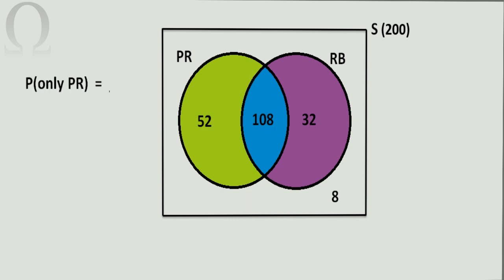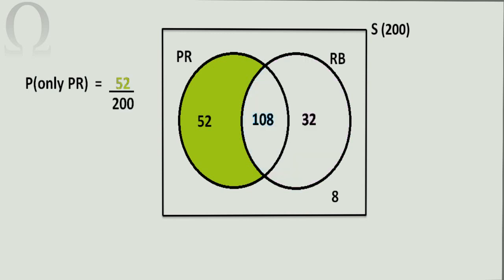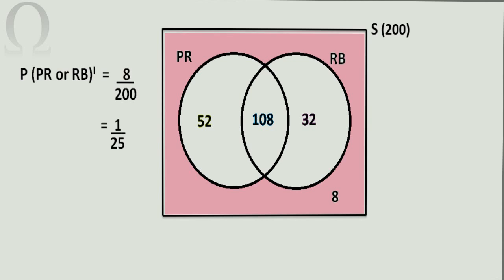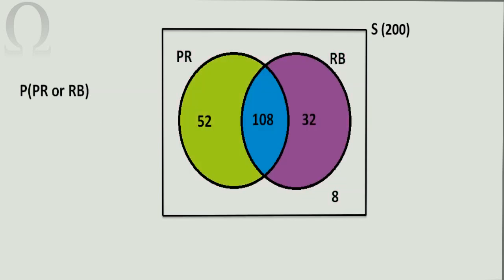The probability that a teenager likes only pop rock music is 52 over 200, which is 13 over 50. The probability that a teenager likes neither type of music is 8 over 200, which is 1 over 25. To calculate the probability that a teenager likes pop rock, or R&B, we can go about this in two ways.